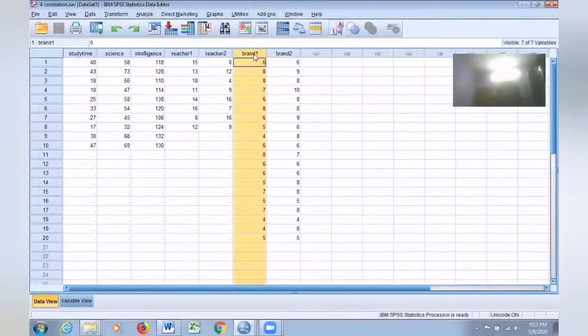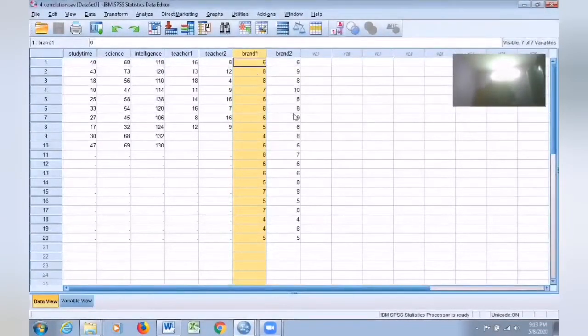So what they have done is that they have met 20 respondents and they have given them the first cool drink. They asked them to rate the taste, flavor, color and quality of the soft drink on a rating scale of 0 to 10. And then after some time they were given brand 2 and they were asked to rate the quality of brand 2 on the scale of 0 to 10. So brand 1 is rated, brand 2 is rated.